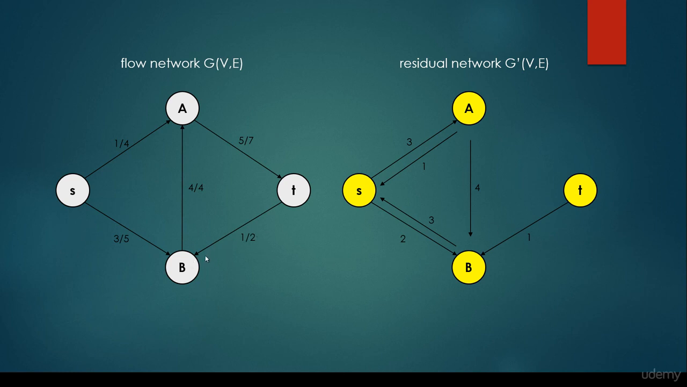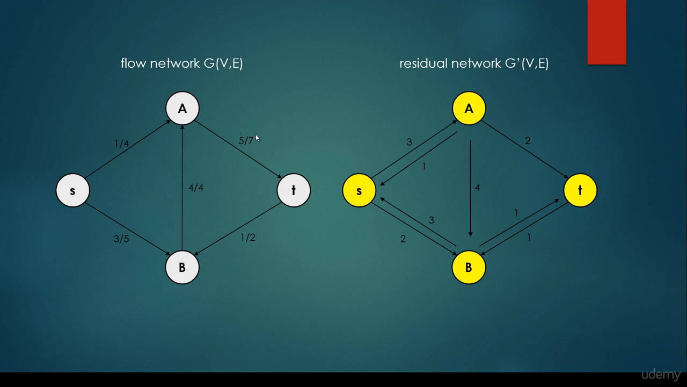Okay, what about this edge? We can come to the conclusion that it has basically 1 flow out of 2 capacity, so we are able to flow 1 more unit in this direction, and we are able to flow 1 more unit in the opposite direction. As you can see, 1 plus 1 is equal to the capacity of the original edge in the flow network. Here it is true as well that we have 4, which is the capacity of the original edge in the original flow network.